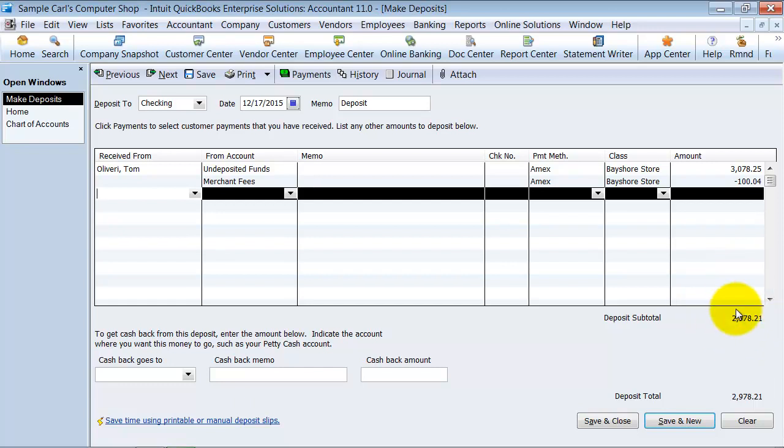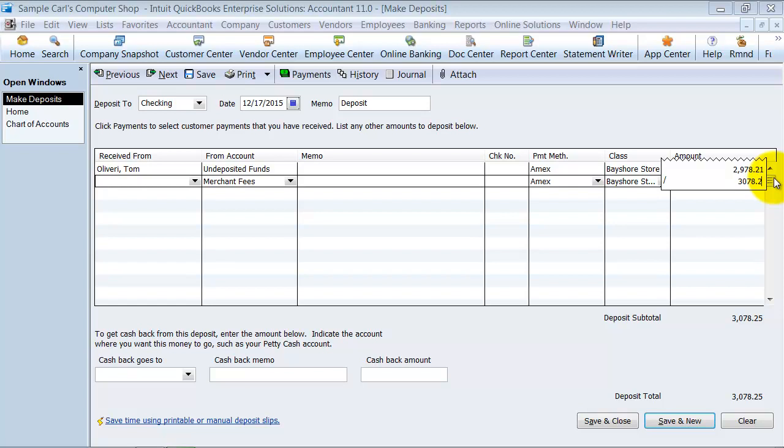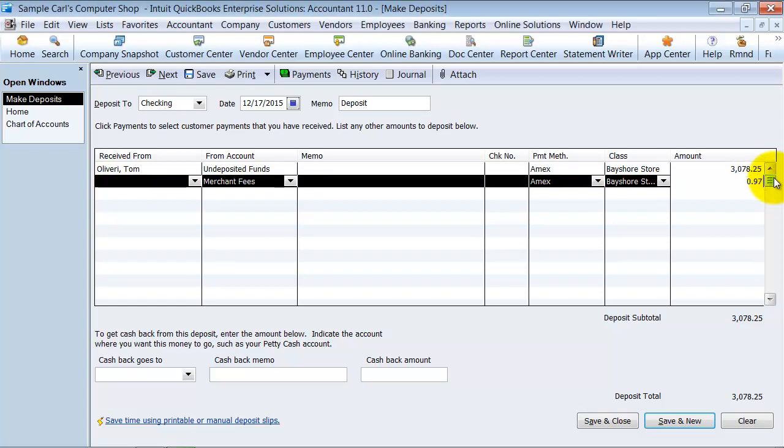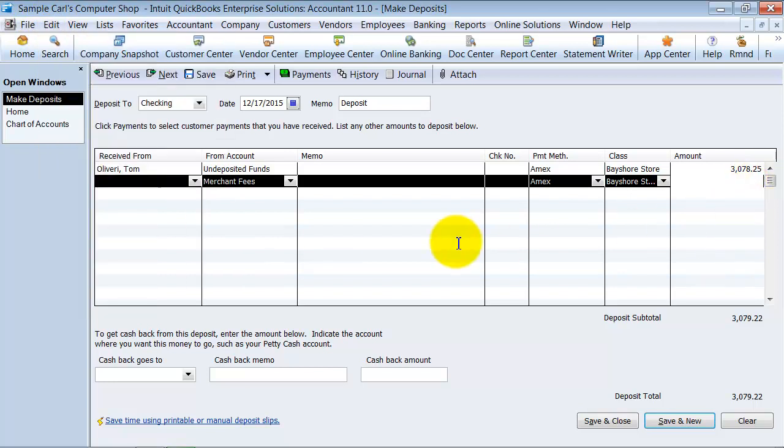Now, if you don't know what your Amex rate is, then what you want to do is you just come in here, 2978.21. I'm going to go ahead and do 2978.21 divided by 3078.25 is 0.97, so I know it's 3%. Or you can do it vice versa, the other way around. So then I know to do the multiplication there. I guess it's better to do it using an actual calculator, since this one's going to round to only two pennies and not tell us it's 3.25.